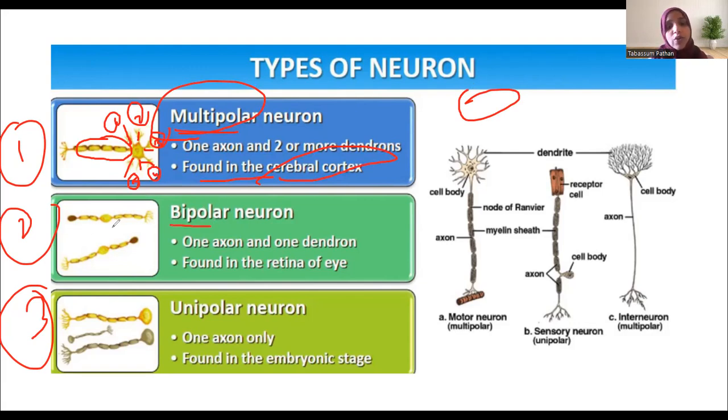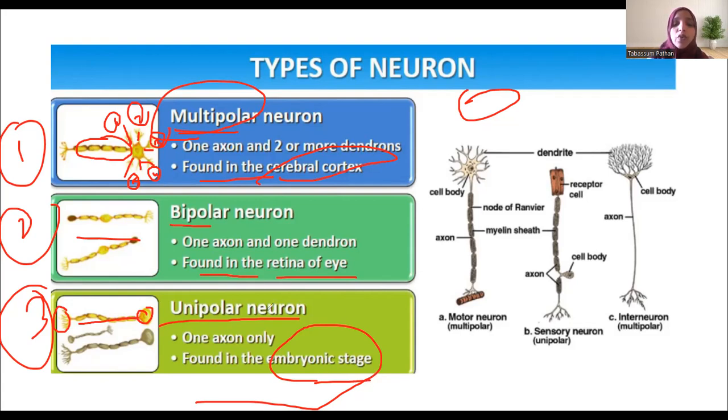Bipolar has one axon and only one dendron, as you see in this picture. You will find this type of neuron in the retina of your eye. And lastly, unipolar. You have only one axon and the cell body, you see the cell body over here. There is no dendron. This is the axon and this is the terminal. This type of unipolar neuron will be seen in the embryonic stage, when the baby is developing in the uterus, the womb of the mother.